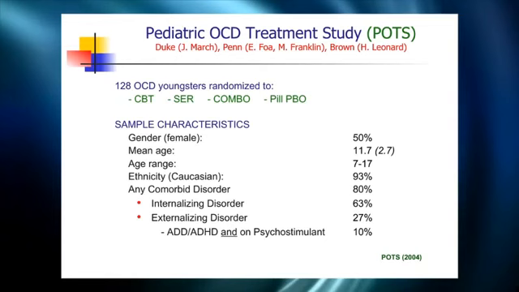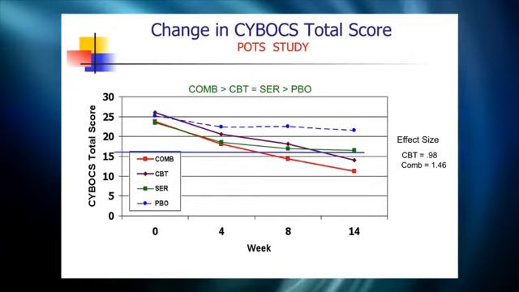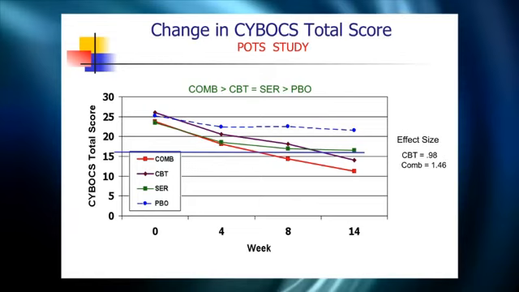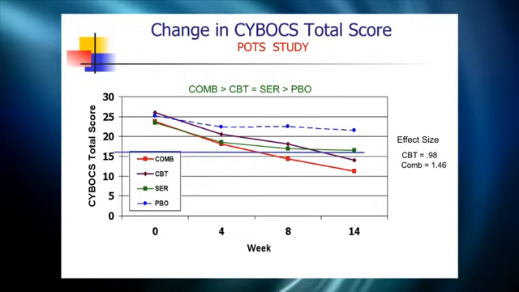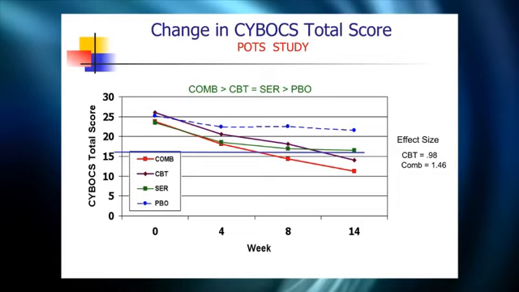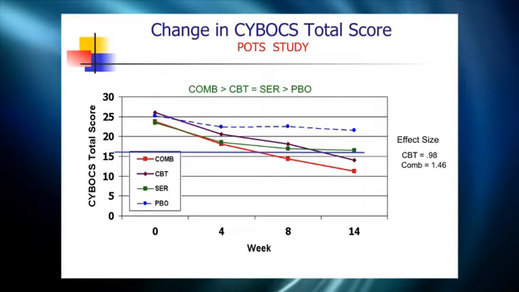And what you see here, it's a little bit confusing to look at, but they found that combined CBT plus medication did best. CBT only, which was the purple line, did quite well and actually was indistinguishable from combined treatment on a number of the outcome measures. And the sertraline medication did so-so. You can see that on average the kids on sertraline were still above this cutoff of 16, and placebo didn't do very well.